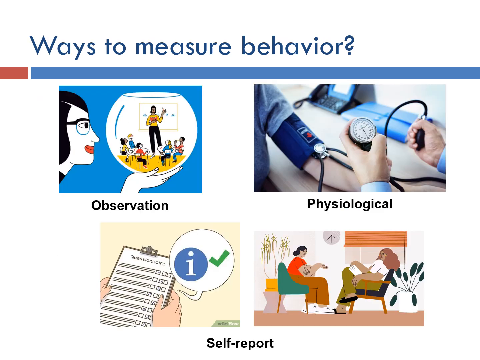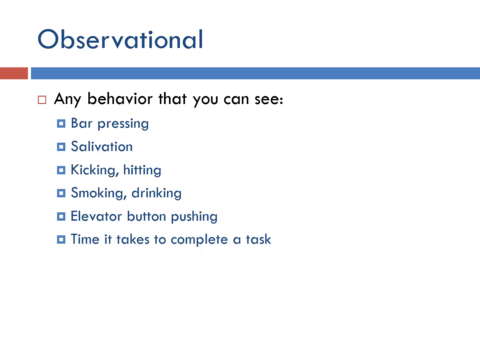So thinking about the different forms of psychometric measurement, we have basically 3 ways we can measure behavior. Those are through observation, through physiological measures, and through self-report. And we're going to talk about each of these 3. The first form of measurement is through observation. That's any behavior that we can see, we can record.